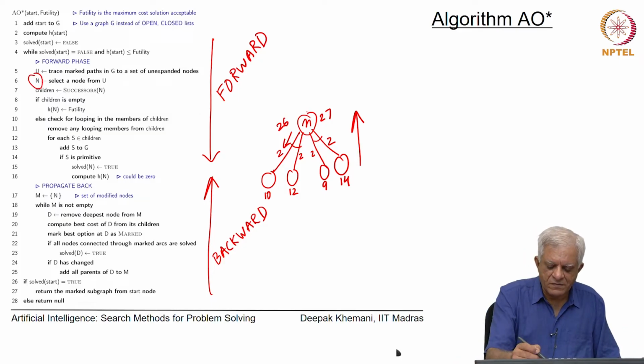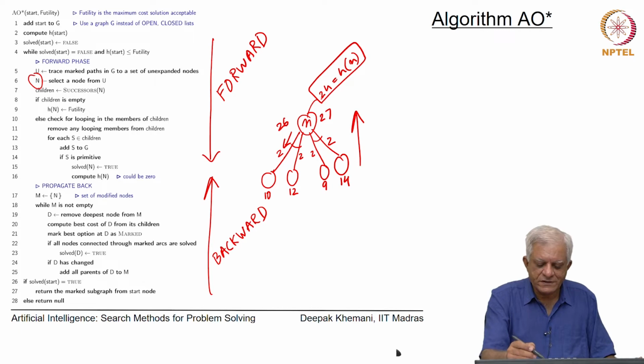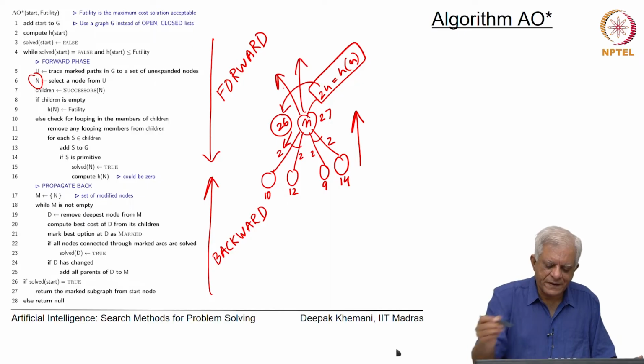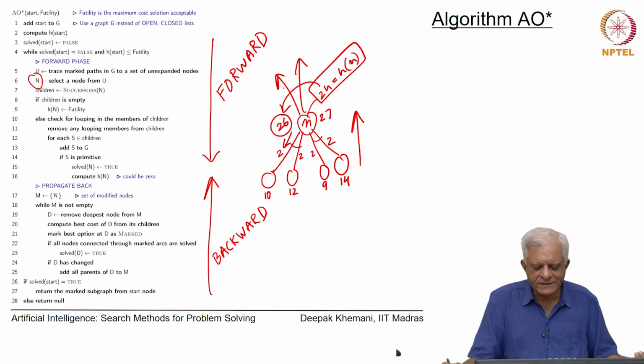It starts by doing that. So, let us say the value of n was 24, h of n as given to us by some heuristic function. So, this 24 has now gone to 26 and therefore, it needs to propagate this up to all the ancestors, and that is what the backward phase does.